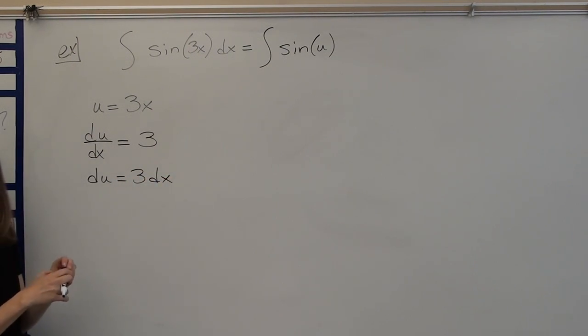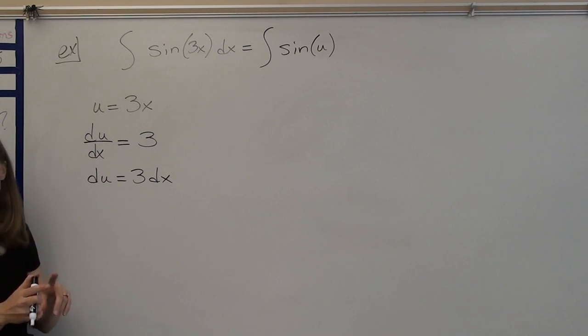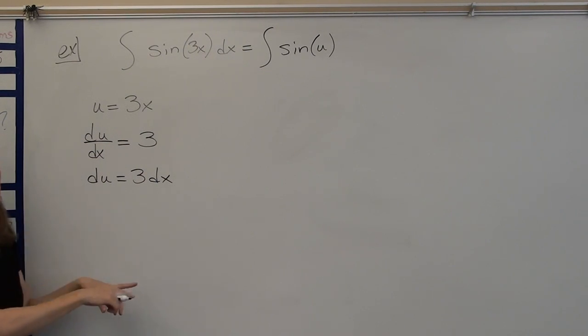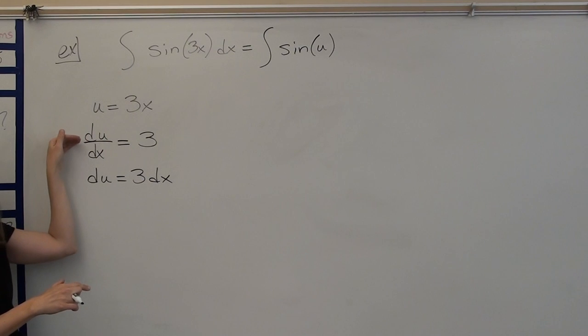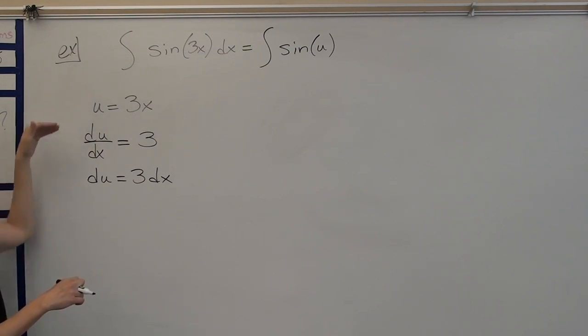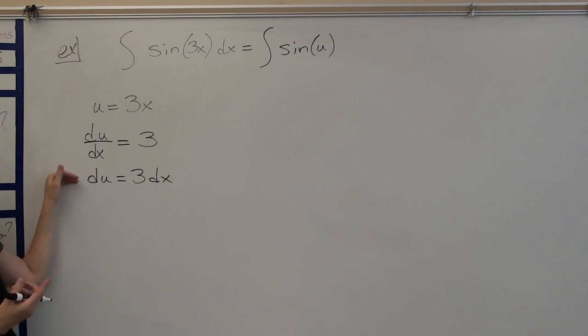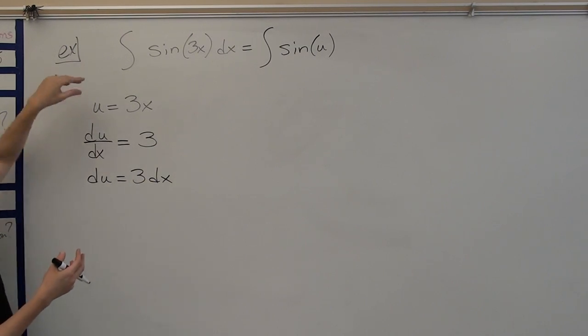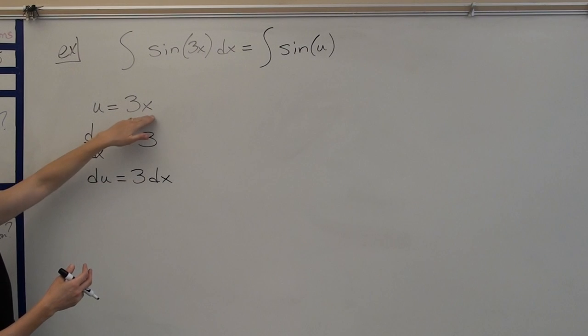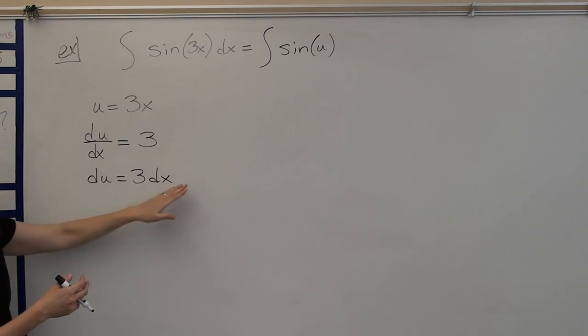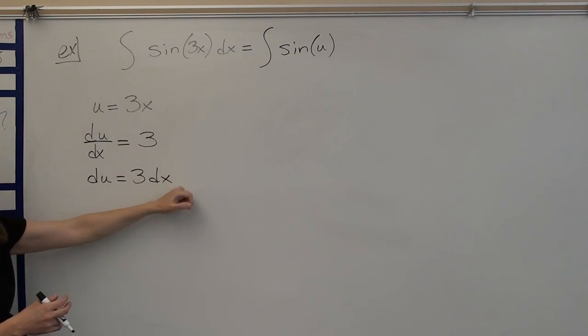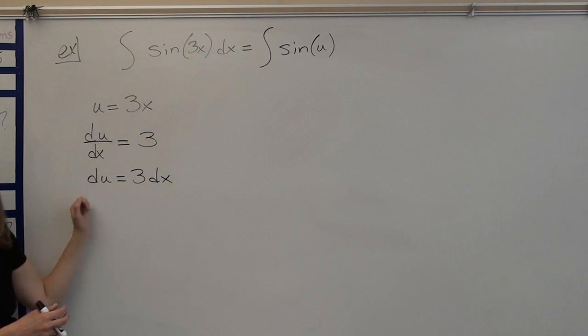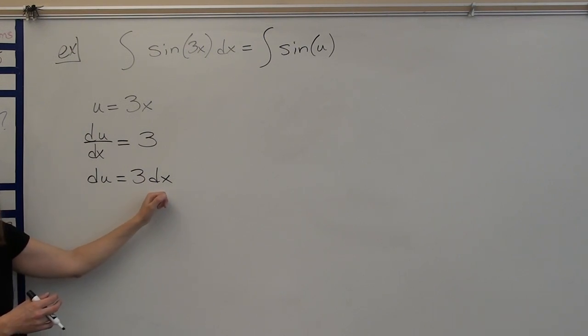Now I will tell you, once we're done with this example, I'm not going to write this middle step anymore. I'm going to go straight from here to here. I want you to get in the habit of saying, all right, the derivative of u is du, the derivative of 3x is 3 dx. So you're going to multiply whatever your derivative is by dx. It'll just save you some time because we're going to do a lot of these.